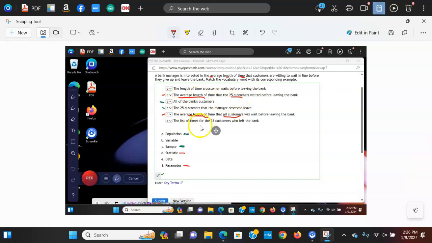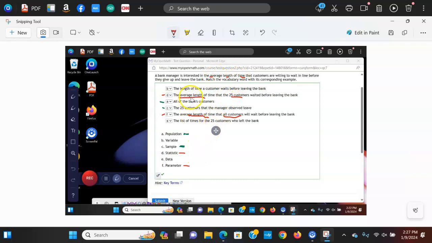All right. So in recap, basically we do population and sample first. Population is all the bank's customers. Sample is the 25. Nothing to do with average length, nothing to do with time, nothing to do with anything. Just, hey, here's all the bank's customers. Here's 25 of them. Population, sample. Now, what are they looking for? An average length of time.